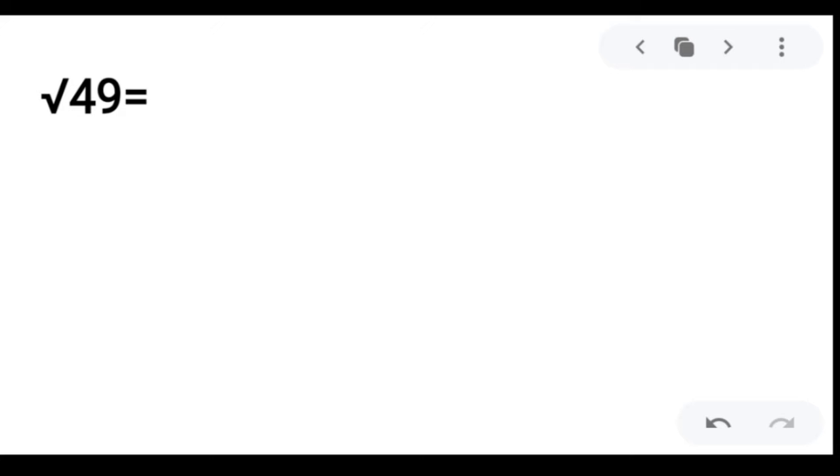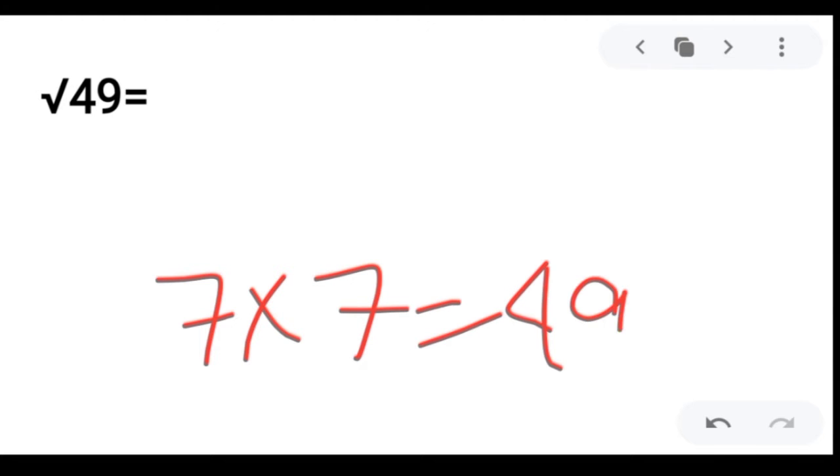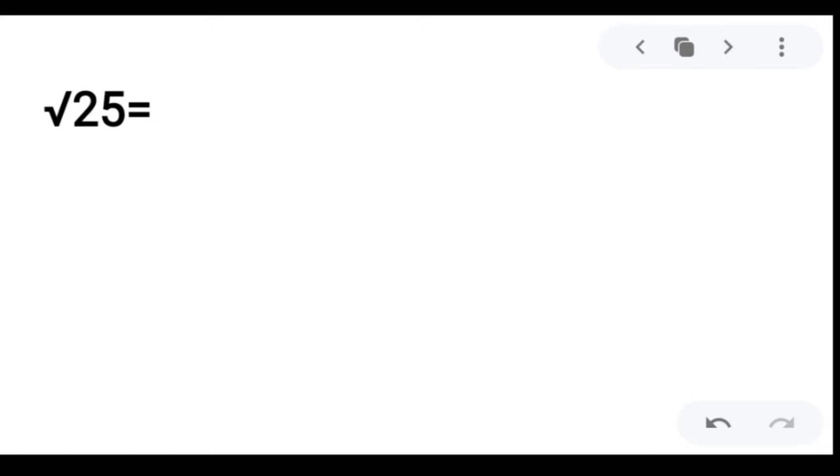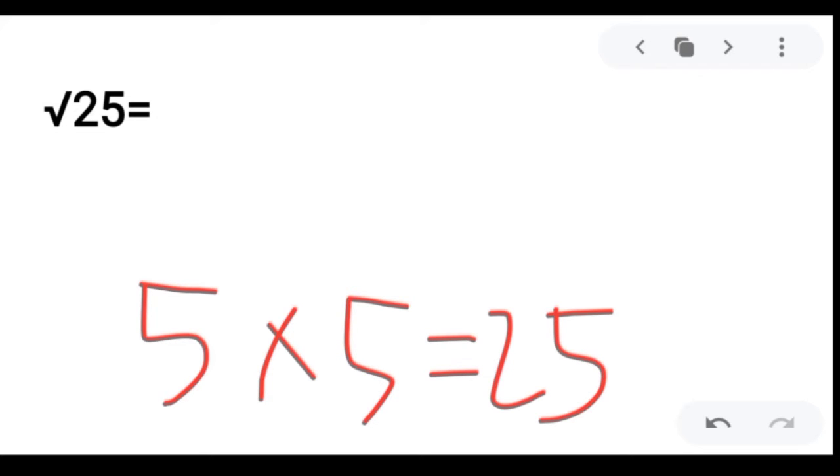Ano number ang pwede mong i-multiply by itself na kalabasan is 49? Tama, 7. 7 times 7 is 49. So, the square root of 49 is 7. Other given guys is 25. Yan ang perfect square root. Ngayon, anong number pwedeng multiply by itself na kalabasan is 25? 5 times 5. 5 times 5 is 25. So, the square root of 25 is 5.